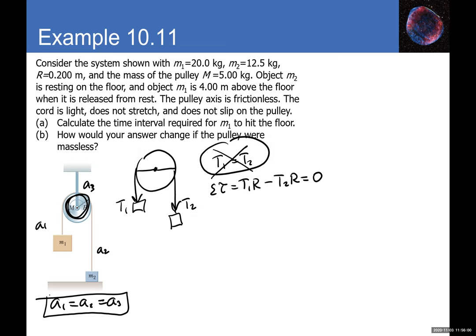Whenever your pulley has a mass and size, and you're talking about, let's say, a problem from this chapter, tension in the string, even though it's massless, tension is not the same anymore. Simply because the pulley will not rotate if the tensions are the same.